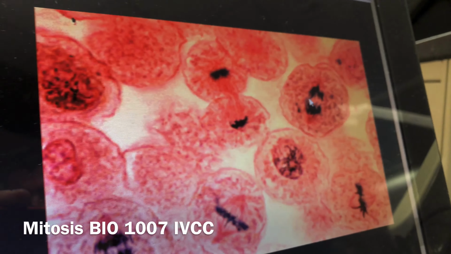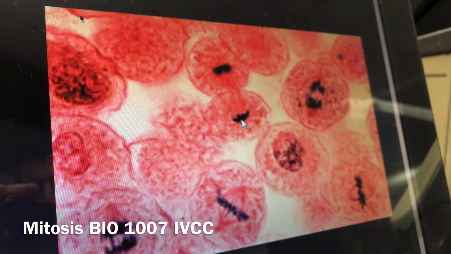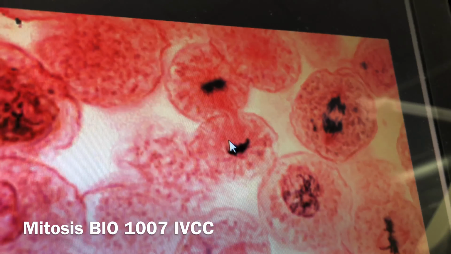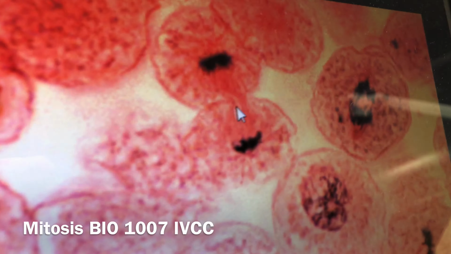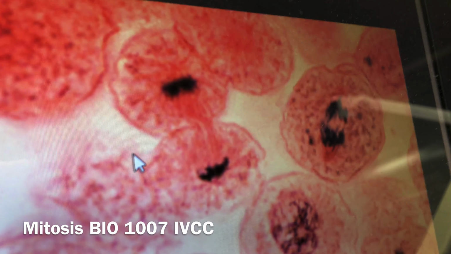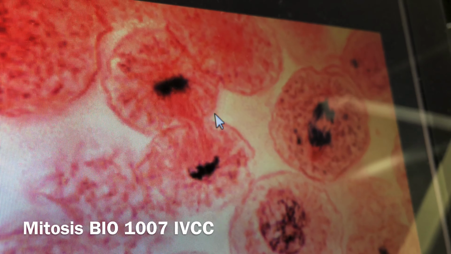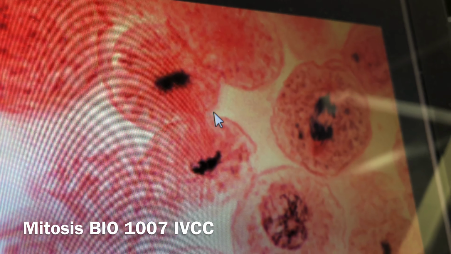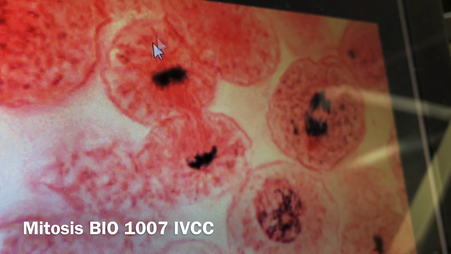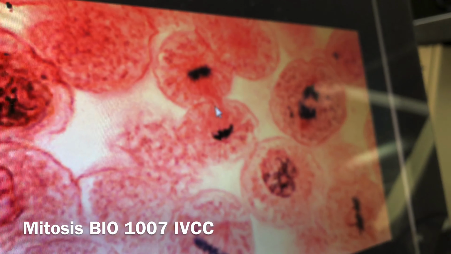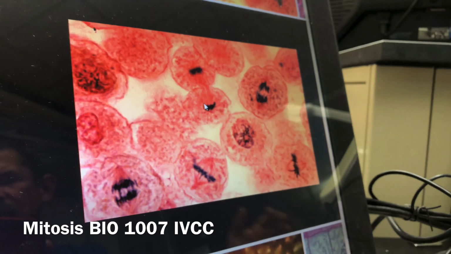Then the last stage of mitosis is telophase. Yes, we can see the chromosomes much further apart, but the big key for telophase is this indentation that we see on both sides of the cell, and that is called the cleavage furrow. When the cleavage furrow starts to develop, it is going to extend all the way through this cell and cut this cell into 2 new cells.